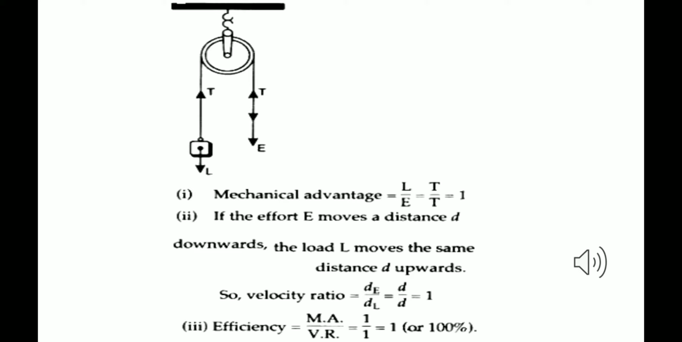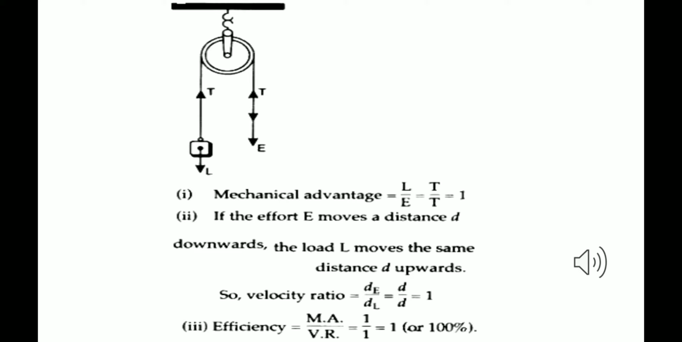Now, the second one: if the effort E moves a distance D, if you are pulling the rope by a distance D, then how will the load move? If you are pulling the distance D, load will be moving the same distance above, isn't it? It is only one single pulley over here. If you move the rope by D, then it will shift up D. If you move 2D, it will move up 2D. If you move 3D, it will move 3D. Or if you move 8 centimeter, it will move 8 centimeter. If you move 6 centimeter, it will move 6 centimeter.